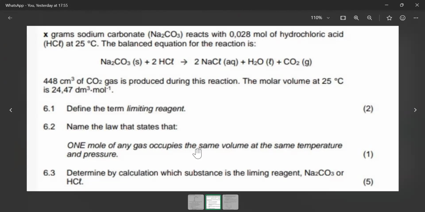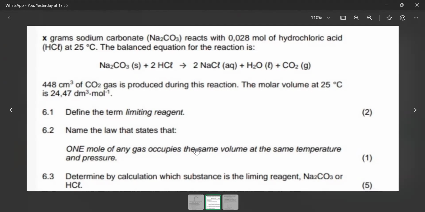Because already for this hydrochloric acid, we are given the number of moles that are available at the start of the reaction. That's the 0.028. Now we need to know how much was actually used in order to produce this carbon dioxide gas. Right. I think I've made my point, so let's go and destroy it.